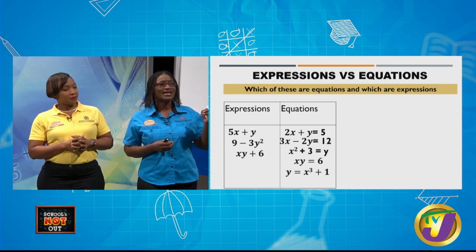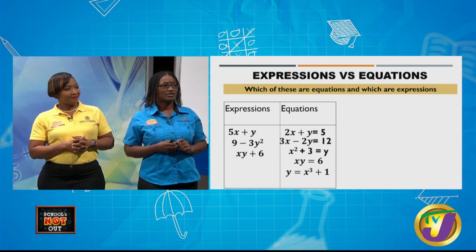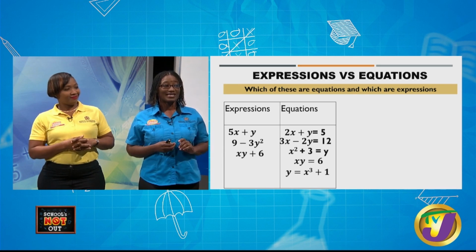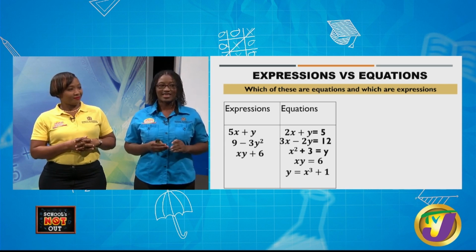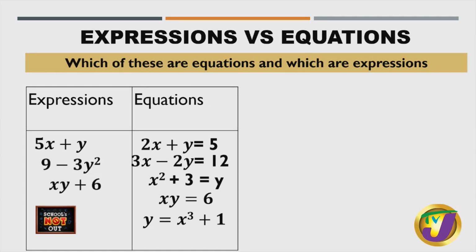But let's take a look at the equations. 2x plus y equal 5. That sounds like a complete sentence. John and Tom are walking. So let's look at the difference with an expression and an equation. Let us go to the board for a little.